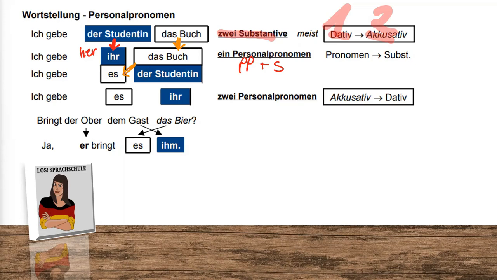Ich gebe es der Studentin. I give it the student, to the student in English. And you can see the dative is now here. So it doesn't matter in this example, let's call this 1 and this is 2. In 2, it doesn't matter what is dative or accusative for the position. It matters which one is a pronoun.